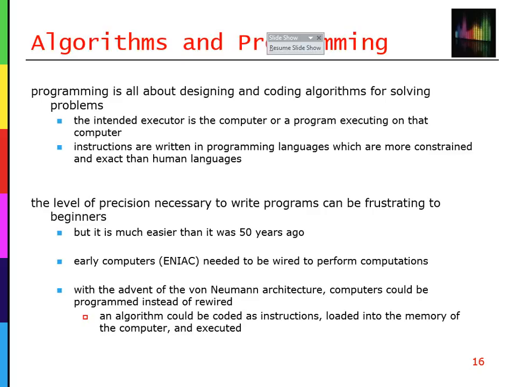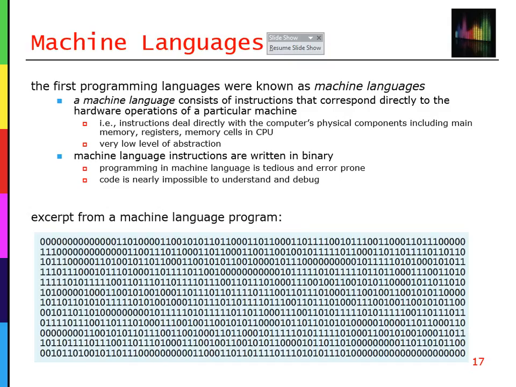So programming is all about designing and coding algorithms. The intended executor is the computer or the program that is executing on the computer, because it's possible for a program to run a program. However, the level of precision necessary to write programs can be frustrating to users. You've probably seen that already with JavaScript. It's much easier than it was 50 years ago. It's much easier than it was during the times of the ENIAC, for example.